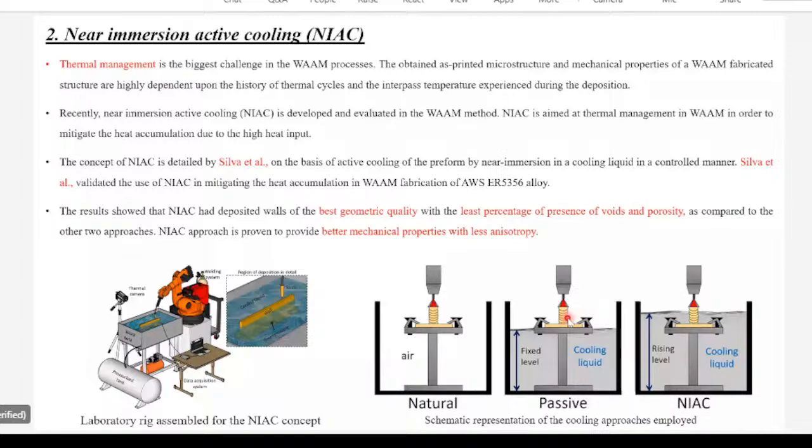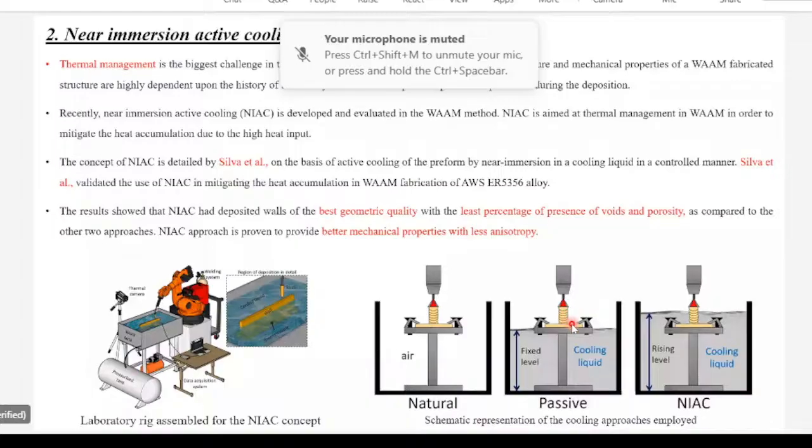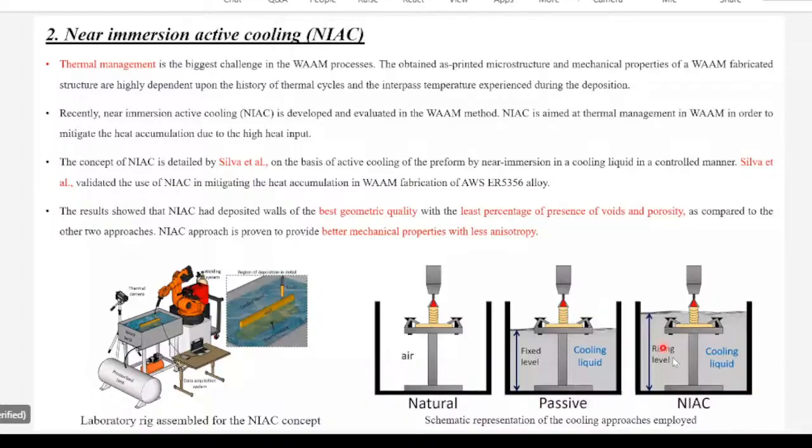And the latest concept is NIAC, that is near immersion active cooling. Whenever you are building, as you go in the Z direction, the water level rises as per your Z level. As the levels increase, the heat dissipation problem will be sorted and no thermal gradient will be there, and we can get a very good WAM component.